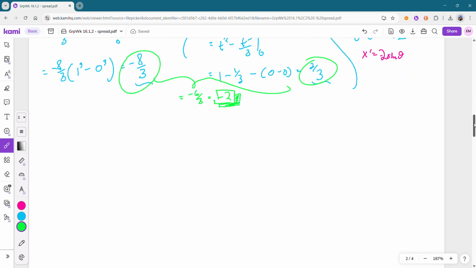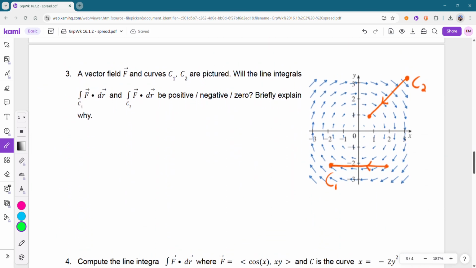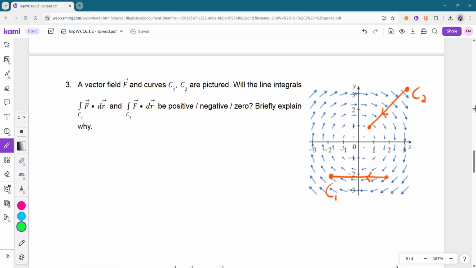Next one. Now we are considering vector fields and line integrals over vector fields. Here we have pictured this blue vector field, and we have two curves that we're thinking about integrating along. And so we are wondering whether these line integrals are going to be positive, negative, or 0 based on what we see. And so let's talk about it.